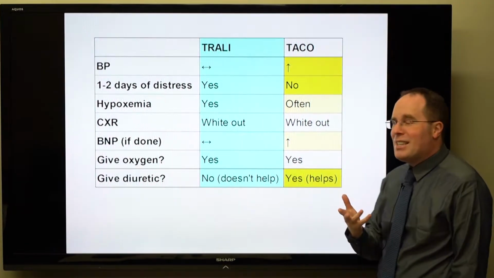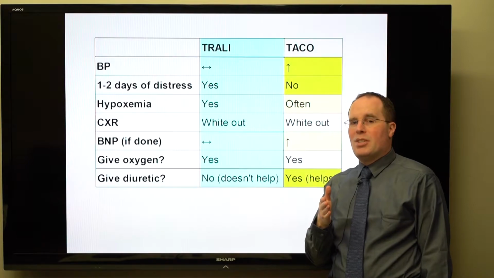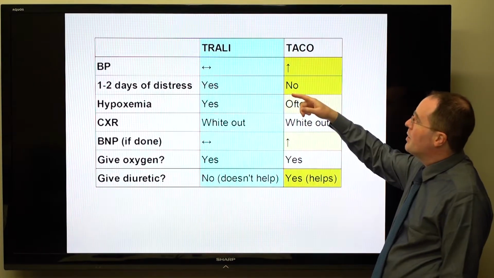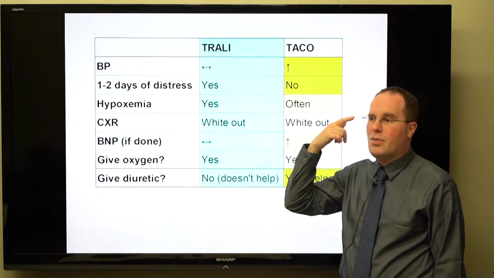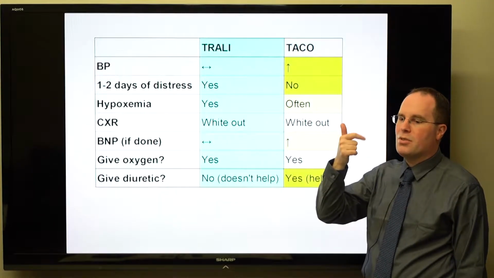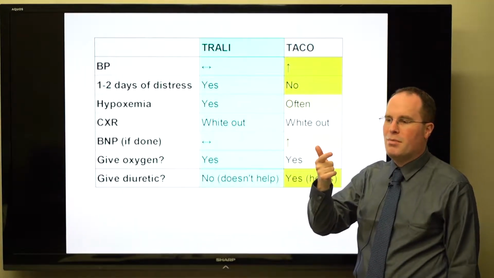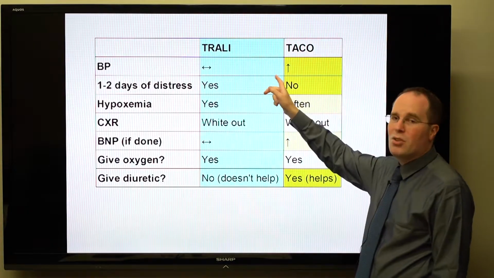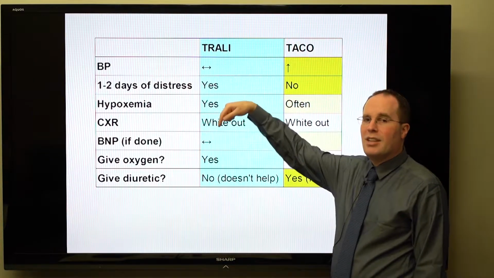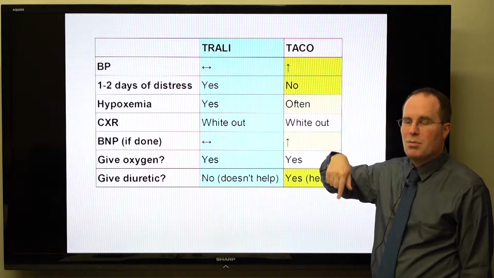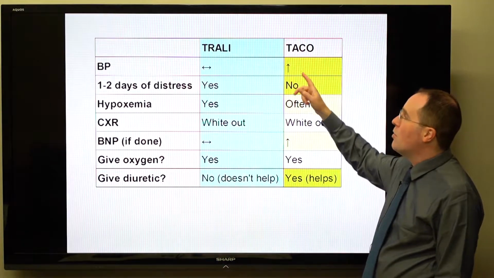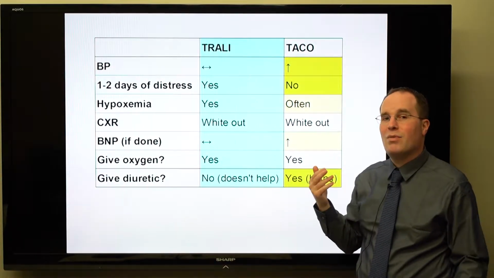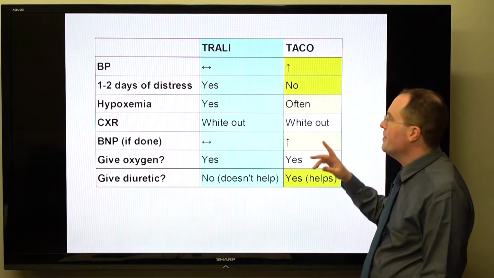So I don't have a lot to say about TACO, but the main thing we should mention is how do we distinguish it from TRALI, right? We distinguish TACO from TRALI. The first thing I look at, if you call me and say the patient got a transfusion, they have dyspnea, maybe they have hypoxemia, maybe they don't, the first thing I want to ask about is what's their blood pressure doing, right? In TRALI, more often than not, you see hypotension, right? You see a decrease in blood pressure. And in TACO, nearly always, you will see a significant increase in blood pressure, which makes sense, right? It's volume overload. It's a version of volume overload.